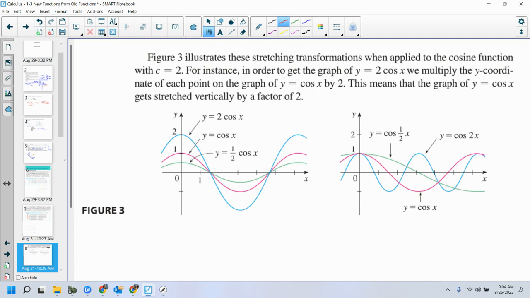Vertically stretching it out. This is horizontally stretching it, right? I am just increasing the period of it each time by multiplying by something on the inside.